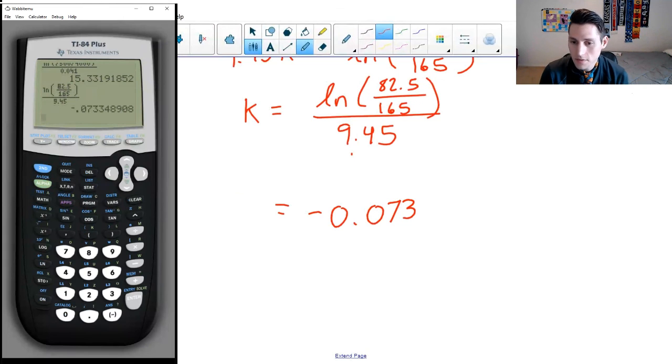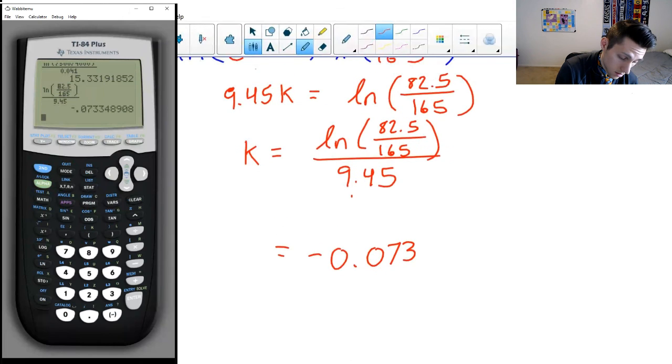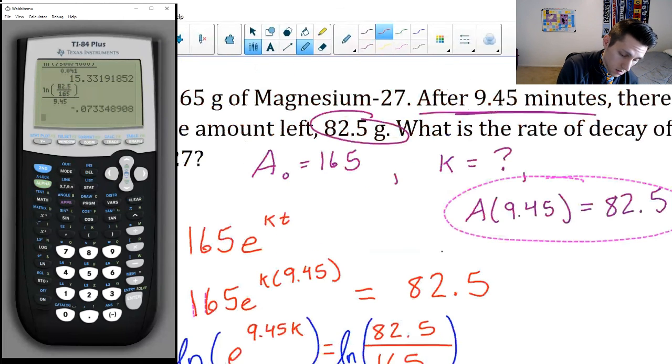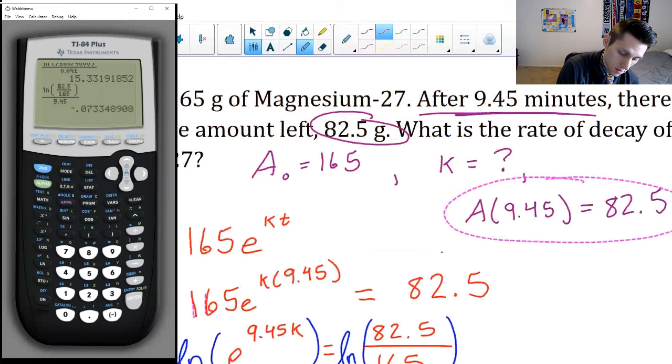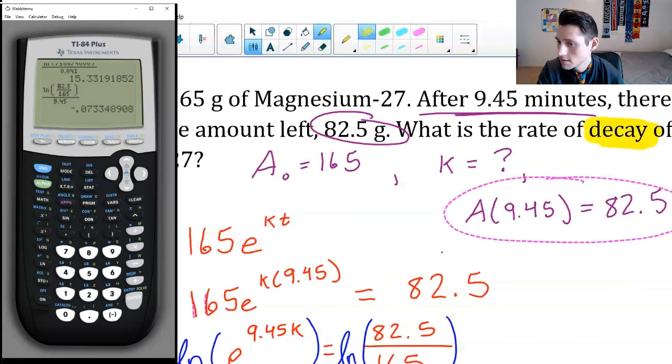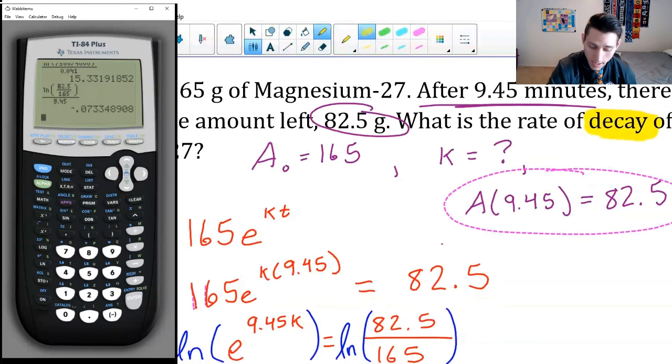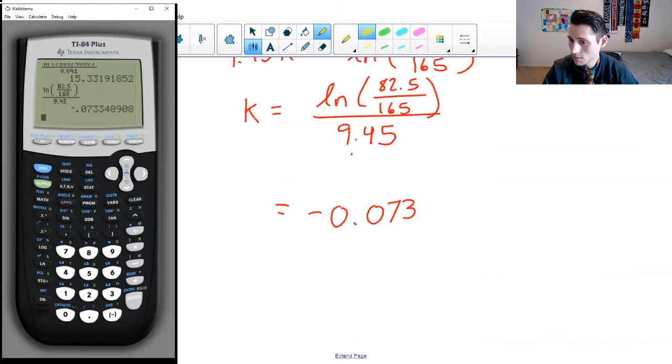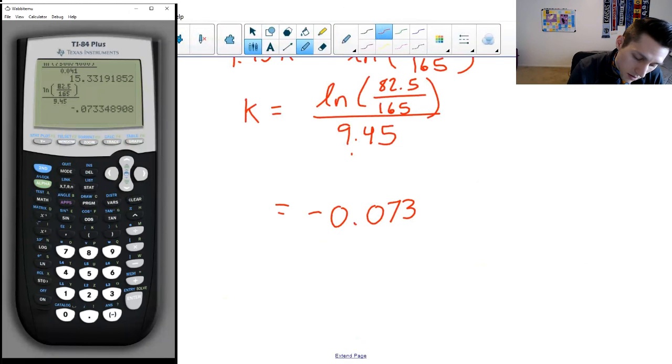I'm going to real quickly ask myself, does it make sense that it's a negative answer? Yes, it should make sense because this problem is talking about decay. The amount of the magnesium 27 is decreasing. So our rate of decay should be negative. If I'd gotten a positive answer here at the end, I would be like, whoa, I messed something up. But I got a negative answer, which makes sense. K should be a negative value when we're talking about things decaying.